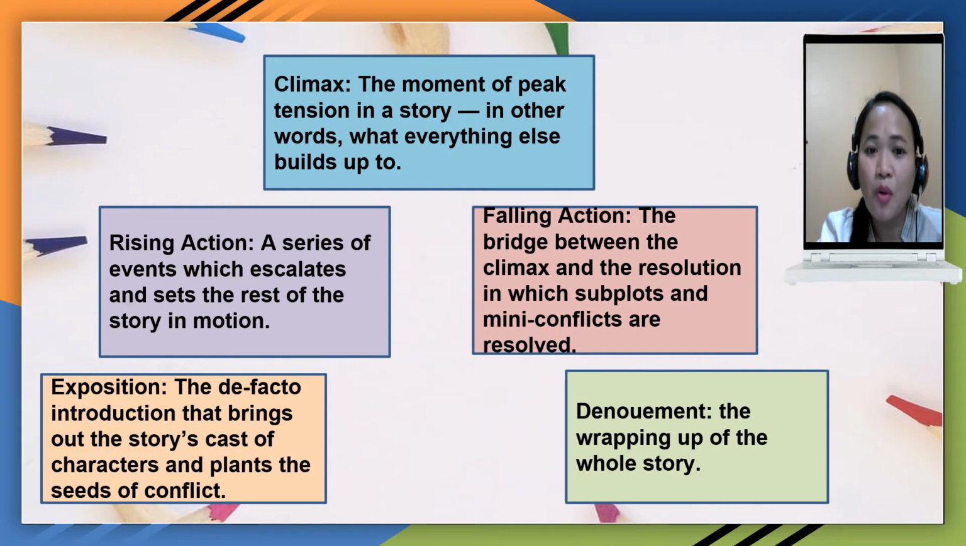Climax is the moment of peak tension in a story. In other words, this is what everything else builds up to. Falling action is the bridge between the climax and the resolution, in which subplots and mini-conflicts are resolved. Last but not the least is denouement. It is the wrapping up of the whole story.